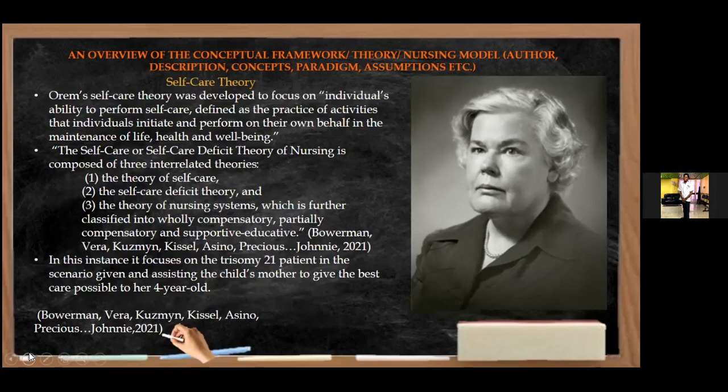Orem's self-care theory was developed to focus on individuals' ability to perform self-care, defined as the practice of activities that individuals initiate and perform on their own behalf in the maintenance of life, health, and well-being. The self-care deficit theory of nursing is composed of 3 interrelated theories: the theory of self-care, the self-care deficit theory, and the theory of nursing systems. It is further classified into wholly compensatory, partially compensatory, and supportive-educative. In this instance, it focuses on the trisomy 21 patient in the scenario given and assisting the child's mother to give the best care possible to a 4-year-old.